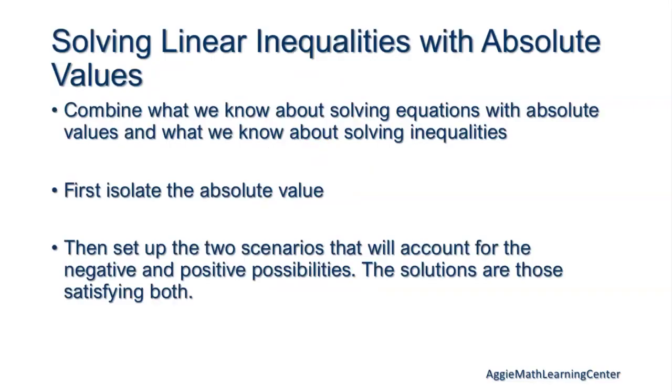Okay, solving linear inequalities with absolute values. The difference here is we've got to isolate our absolute value just like we do in our equations. Combine what we know about solving equations with absolute values and what we know about solving inequalities. First, isolate the absolute value, then set up two scenarios that account for the negative and positive possibilities. The solutions are those satisfying both. Does that make sense?